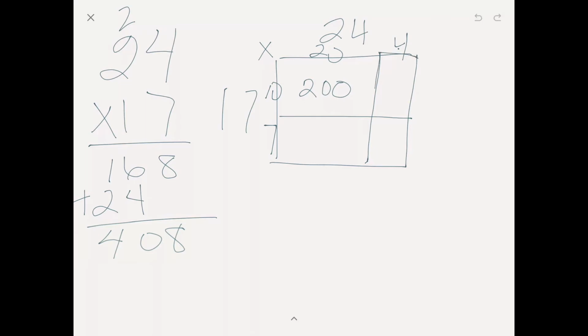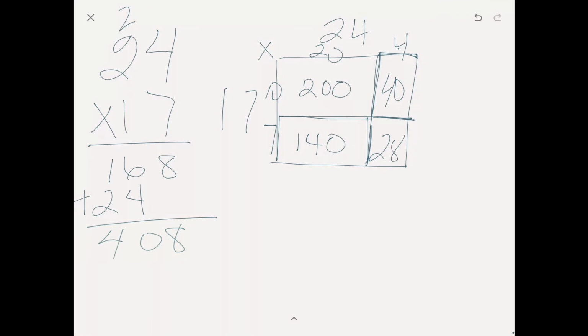A 4 by 10 right here is going to be 40. A 20 by 7 is going to be 140. And then the last one, 4 by 7, is going to be 28. There we go.